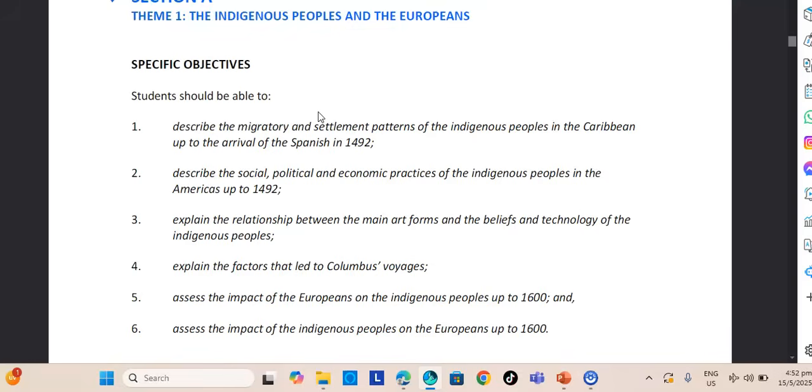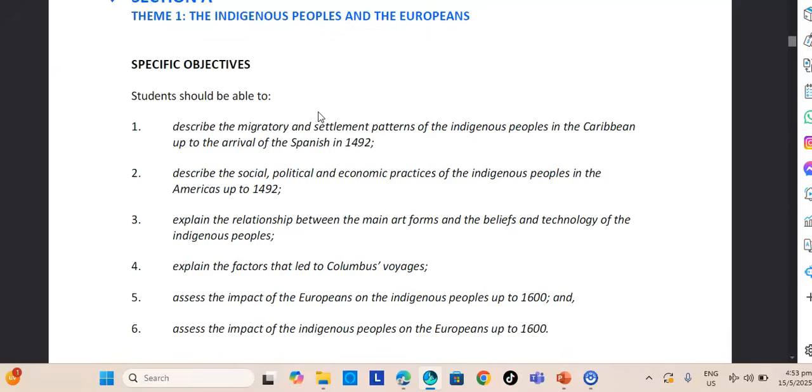Now, do you know who were the main indigenous groups in the Caribbean before the arrival of the Spanish? Do you know that answer? Very good. If your answer is we had the Siboney group, the Ciboney, we had the Arawaks, also called the Tainos, and we also had the Caribs, which are also called the Kalinago. Now, let us look at the origins of the indigenous people.